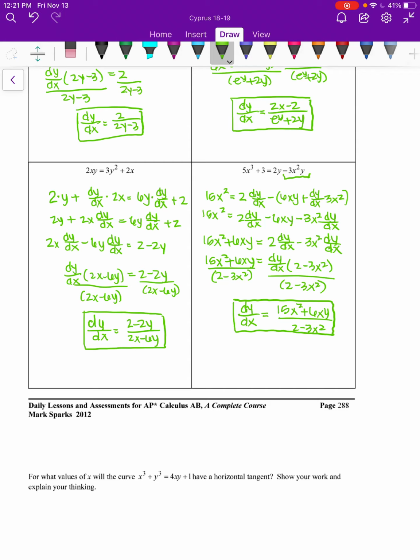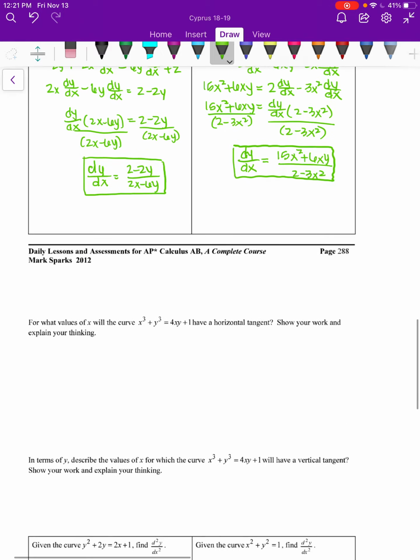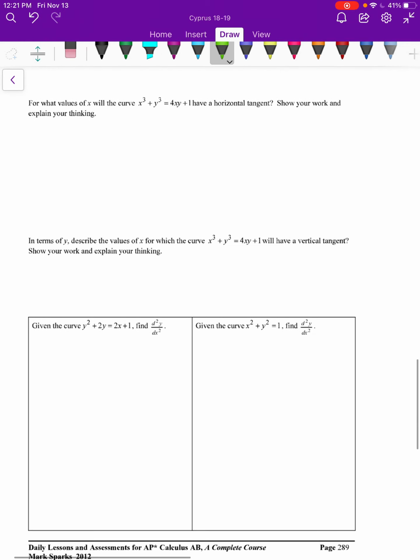Okay. So a lot of chain rule. We're going to have to really get good and comfortable with chain rule here. All right, last page. So for what values of x will the curve x to the third plus y to the third equals 4xy plus 1 have a horizontal tangent? Show your work and explain your thinking.